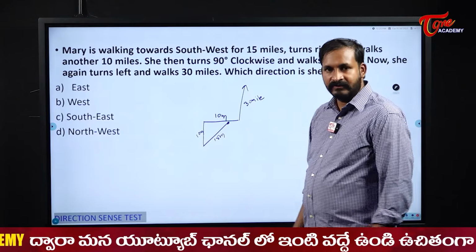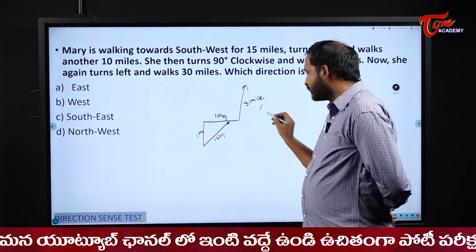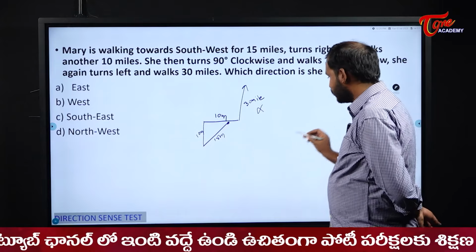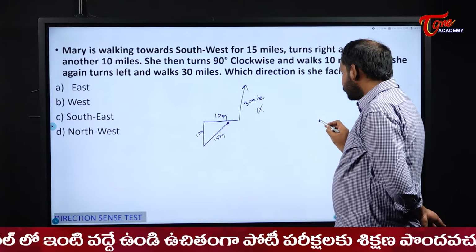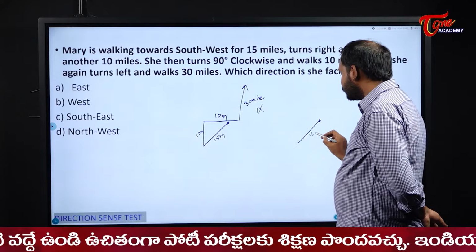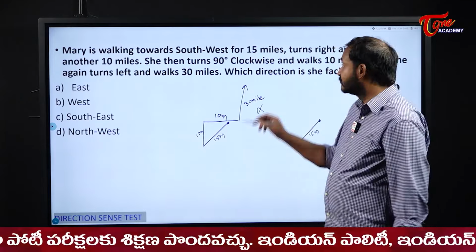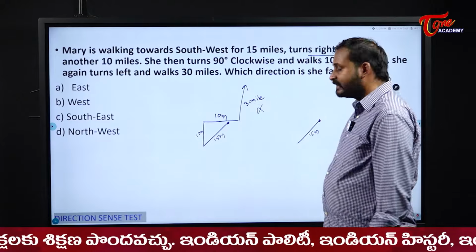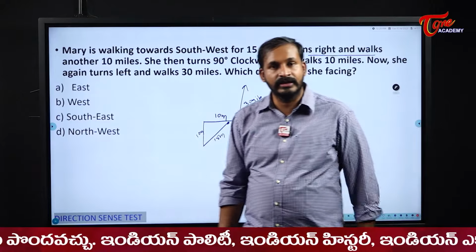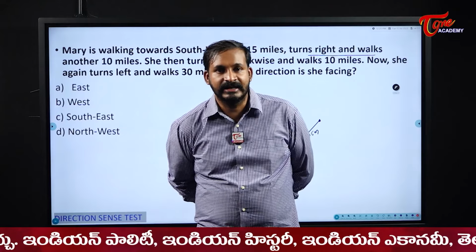Is this a correct one? No. Why? What is the mistake which we have made? Now please see here, students. Initially she walked 15 miles in which direction? Southwest direction. And turns right. Right means, as I already told you, you will take a 90 degrees turn.